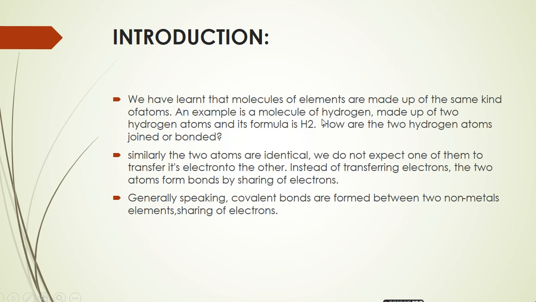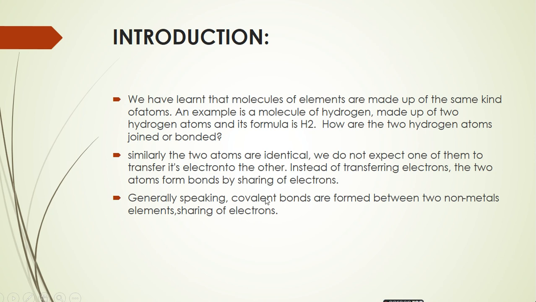So it's about the molecule of hydrogen H2 in its gaseous form, that the two atoms produce the hydrogen molecule. But how are they bonded? As both are the same, they cannot transfer the electron. Both are having just one electron, so how can they transfer it to the other? That's why instead of transferring the electrons, they actually share the electrons. Generally speaking, covalent bonds are formed between two non-metal elements by sharing of electrons.